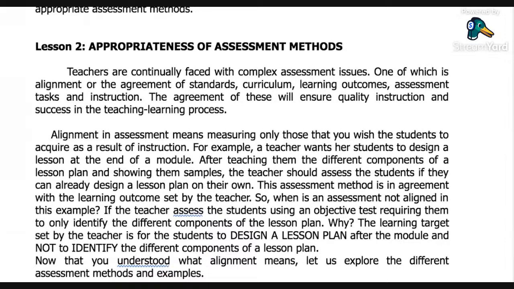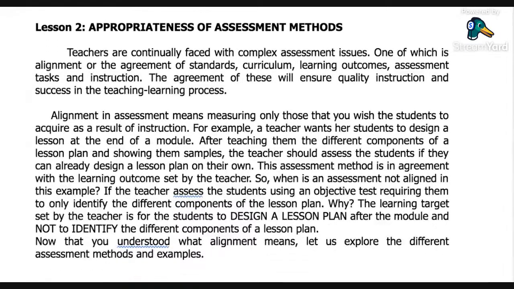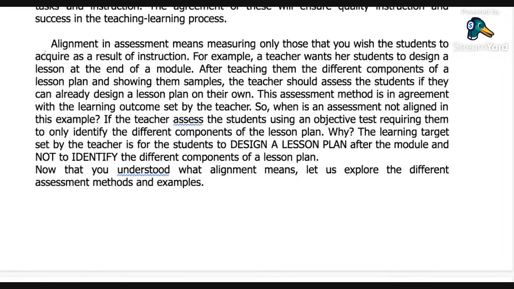So when we talk about appropriateness of assessment tool, we talk about alignment in assessment. It means measuring only those that you wish the students to acquire as a result of instruction. So we have an example here. A teacher wants her student to design a lesson at the end of a module.